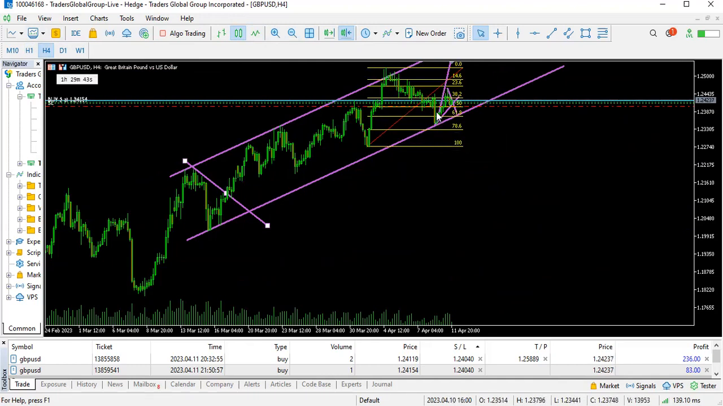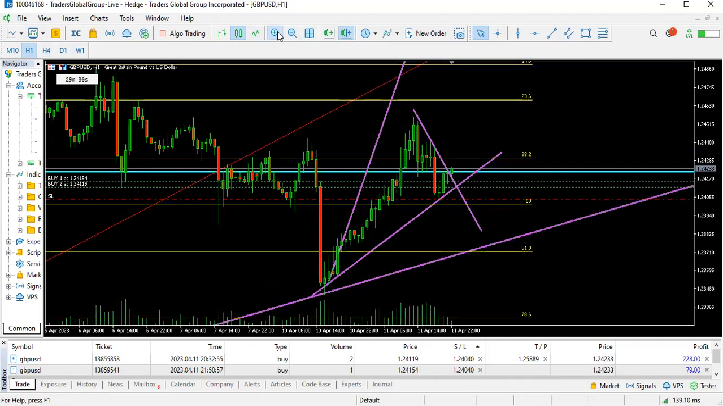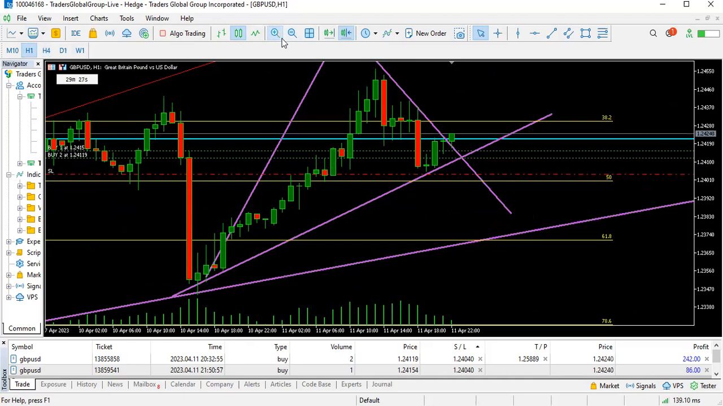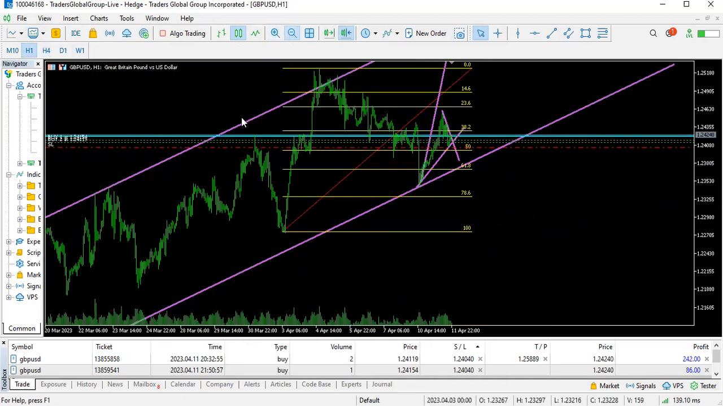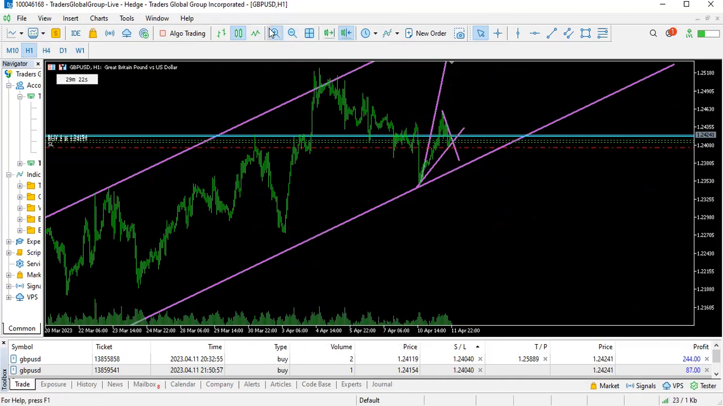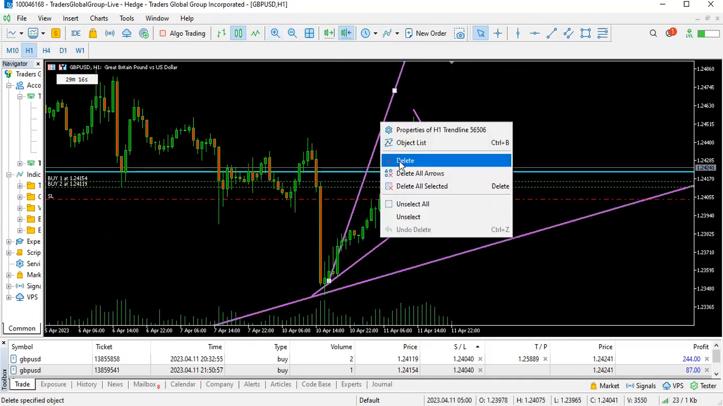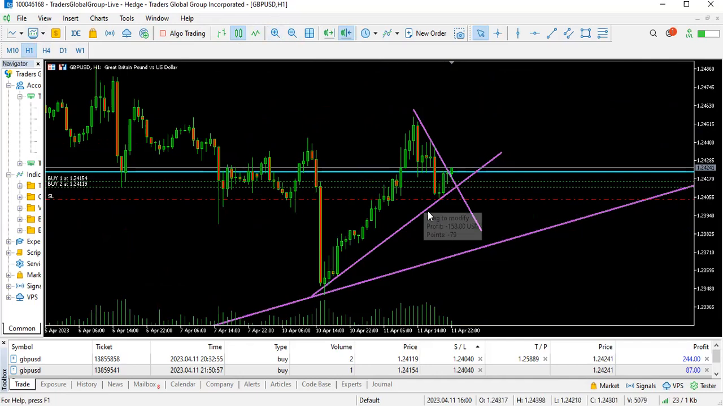When I drew my Fibonacci, I saw that... no, I didn't enter from here. I entered from the 1 hour. Let me see. This is not the Fibonacci I used to enter. Let me delete this Fibonacci, and remove all this. I use this one to set my take profit.